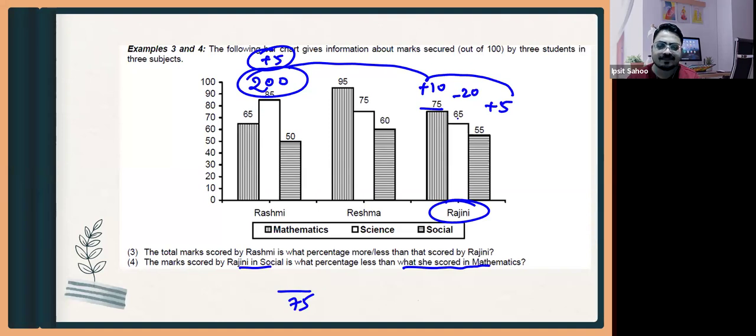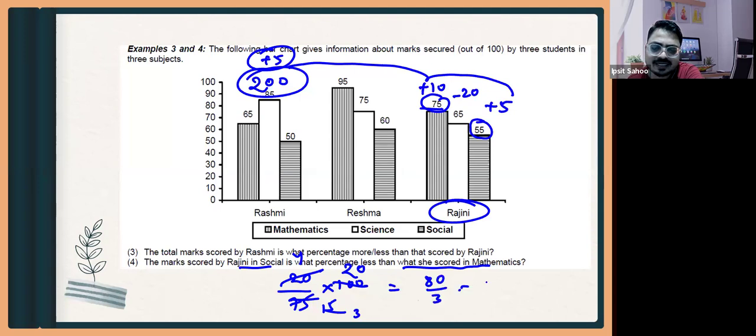How much percentage less than? So this is 55, this is 75. Can I say this is 20 less on a base of 75, because it is asking on the base of mathematics? After "less than", whatever is written will be in the denominator, or the base. So I'll be putting that in the base as 75. So this is 20 less on a base of 75 into 100. I can cancel this with 5: 5 4s are 20, 5 15s are 75. So this is going to be 80 by 3.